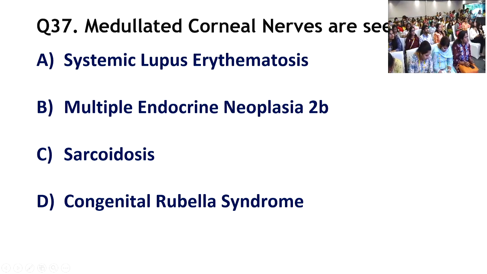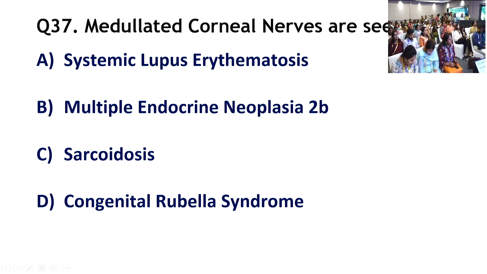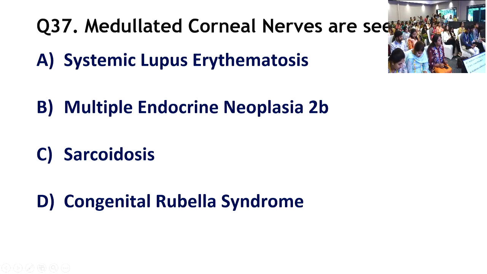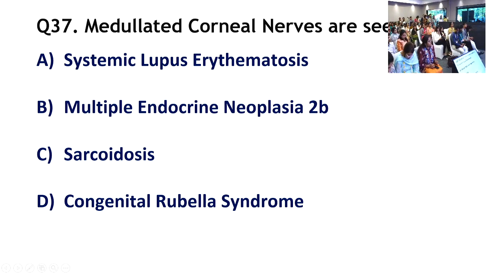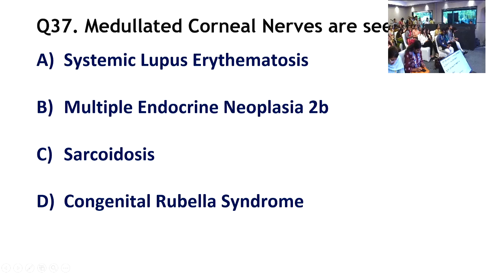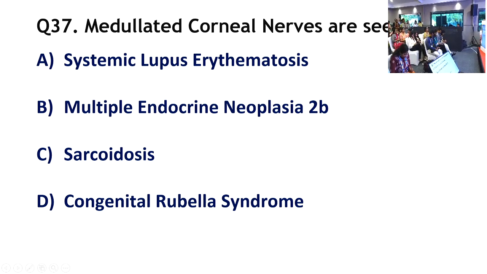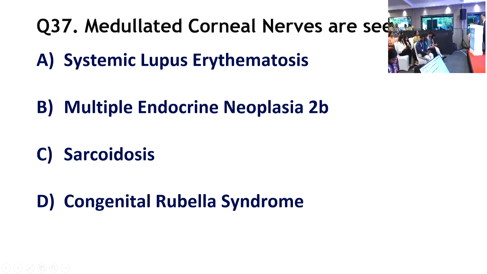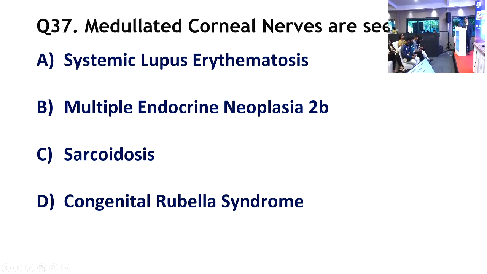Medullated corneal nerves. It is not nerve fibers. Medullated corneal nerves are seen in option A, systemic lupus erythematosus. Option B, multiple endocrine neoplasia 2B. Option C, sarcoidosis. Option D, congenital rubella syndrome.